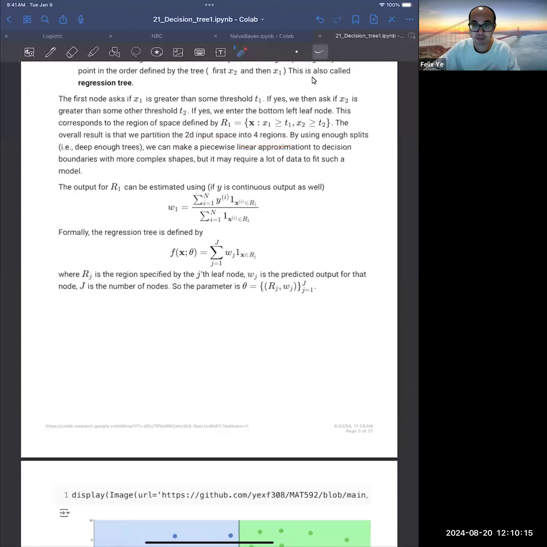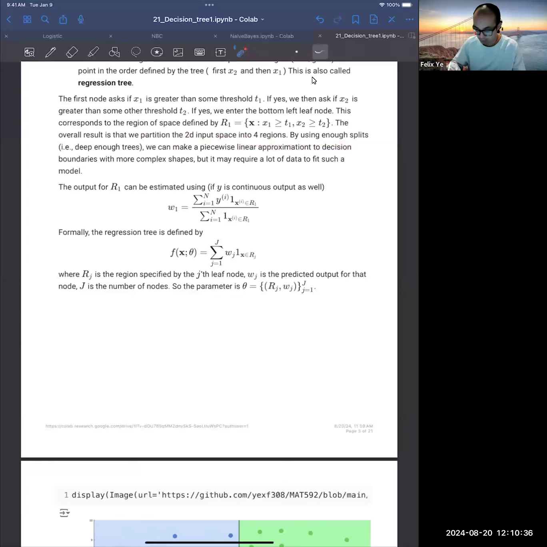If the data is more complicated, we can use enough splits to have deep enough trees to partition the space into many regions. If we have D layers in the tree, in general you can have 2 to the D partitions of the whole space.